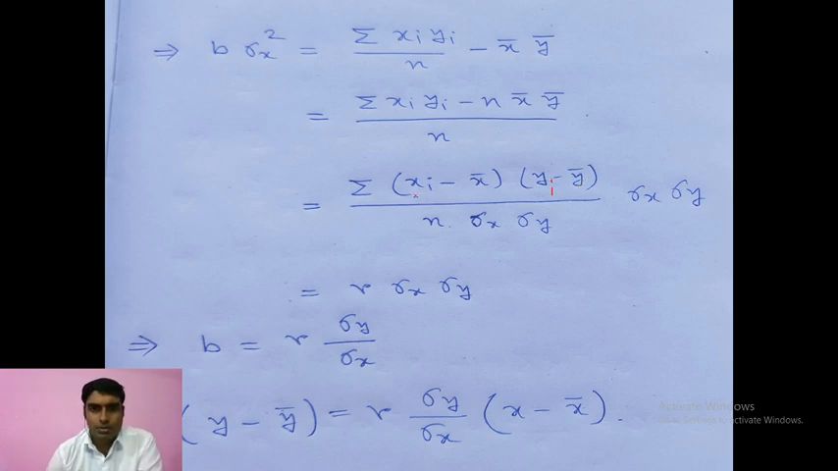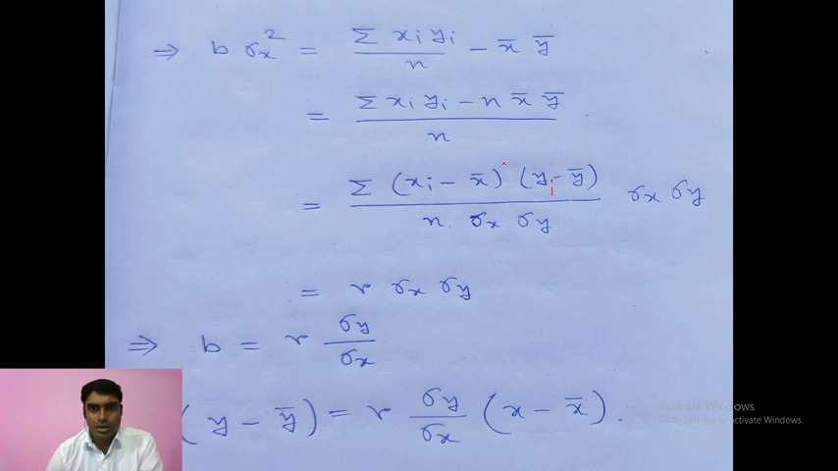Why? Because if you take the sum and multiply these two terms, your first term will be xi yi, then the next term will be negative of xi y bar, then negative of x bar yi, and then plus x bar y bar. You will see that x bar y bar is constant, while yi and xi are variables, so the terms with n x bar will be cancelled out, and then you will get this equation.